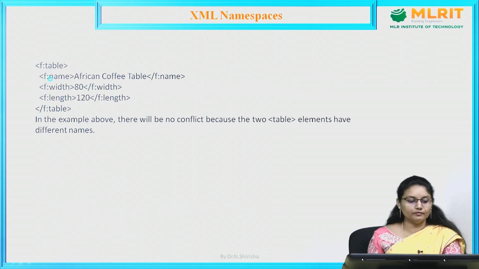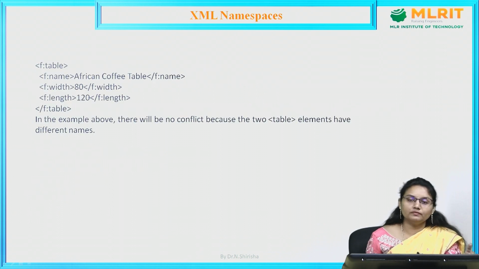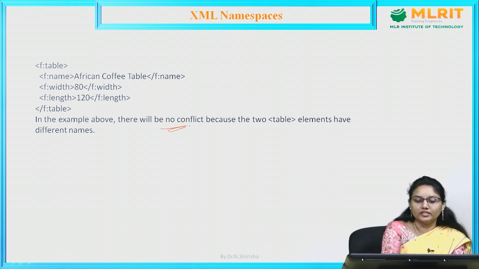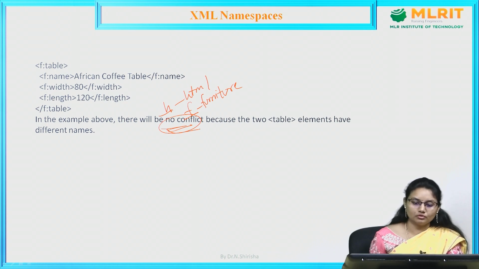So here if you are giving H colon, it means that you are talking about the HTML table. If you are giving F as a prefix, it means that you are talking about some other table, that is about the furniture. So there will be no conflict. So H indicates the HTML table, F indicates the furniture. So by using these prefixes, you are avoiding the conflicts. Now there is no conflict.